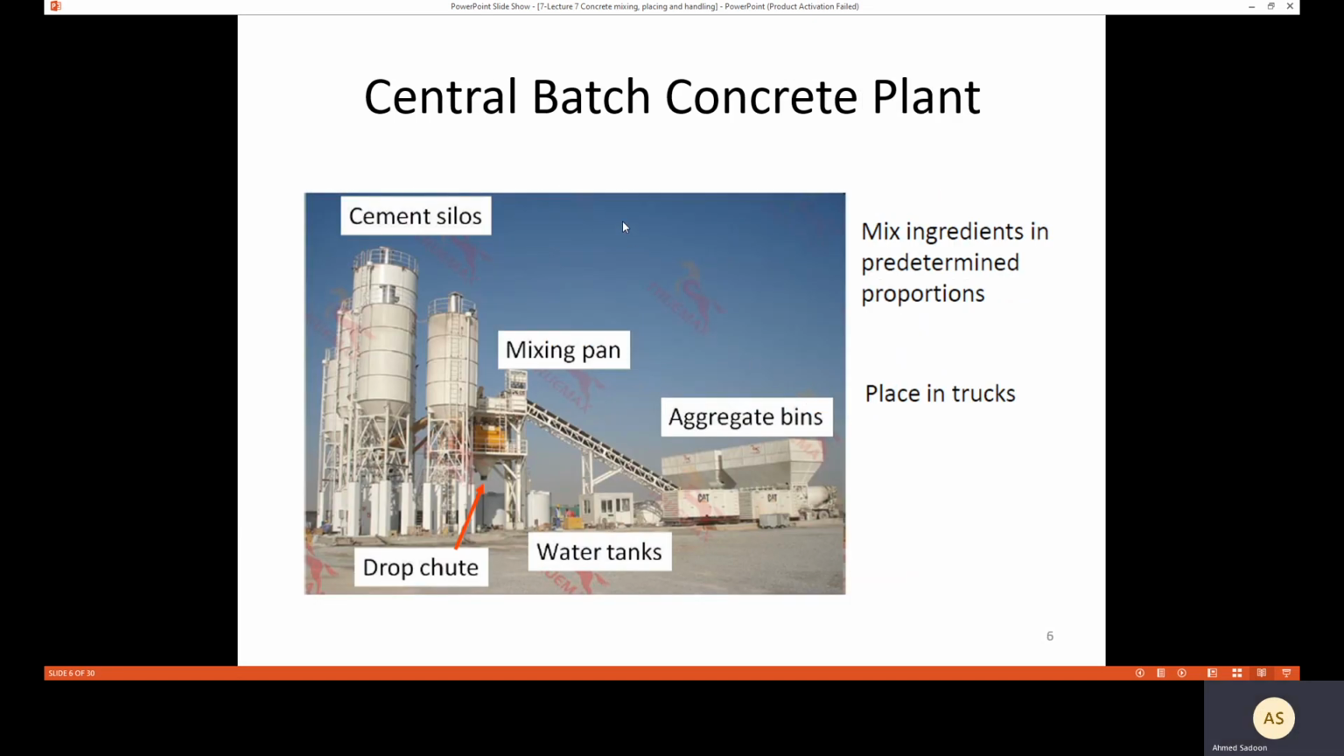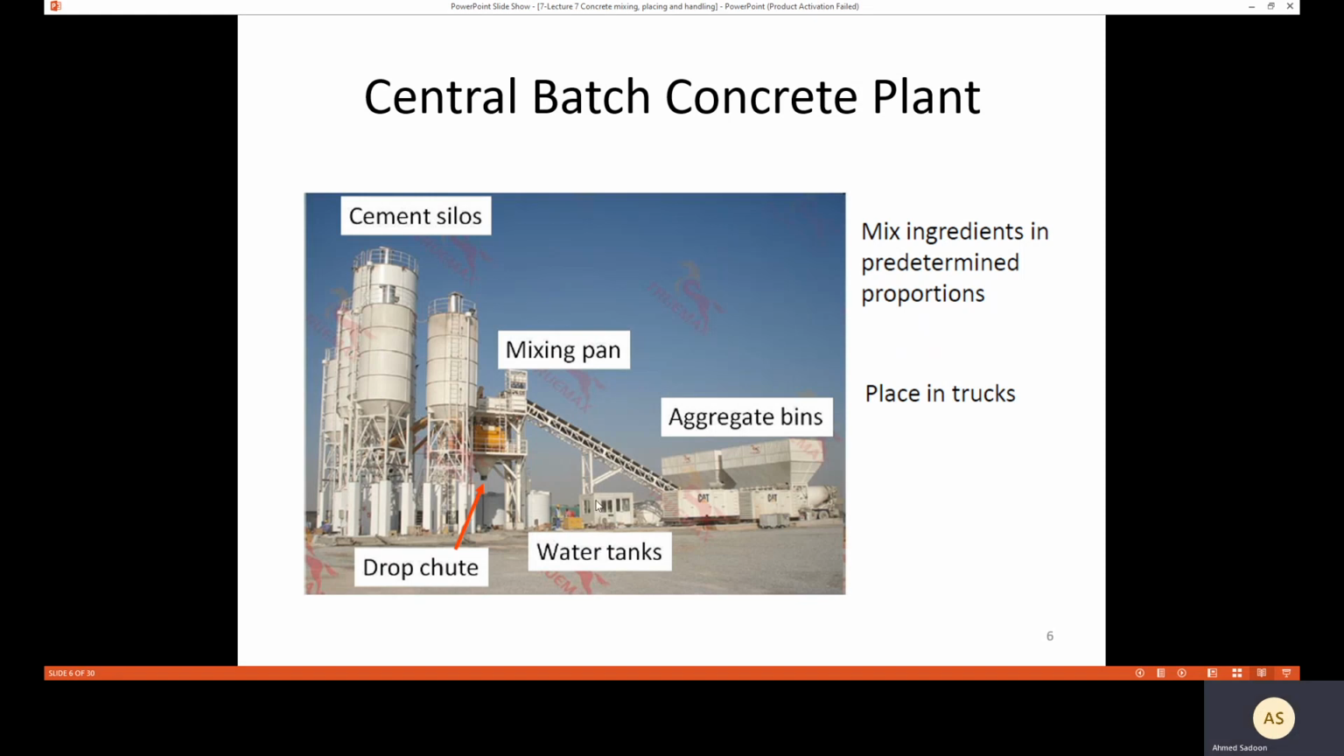Here we have a picture of a central batch concrete plant. Here we have the mixer located here, and here we have the drop chute. In the drop chute, the truck is going to be here so that the concrete is going to be discharged to the truck. Here we have the water tanks. Here we have the aggregate bins, the sands and the gravel. And here we have the cement silos. And also we have silos for admixtures.